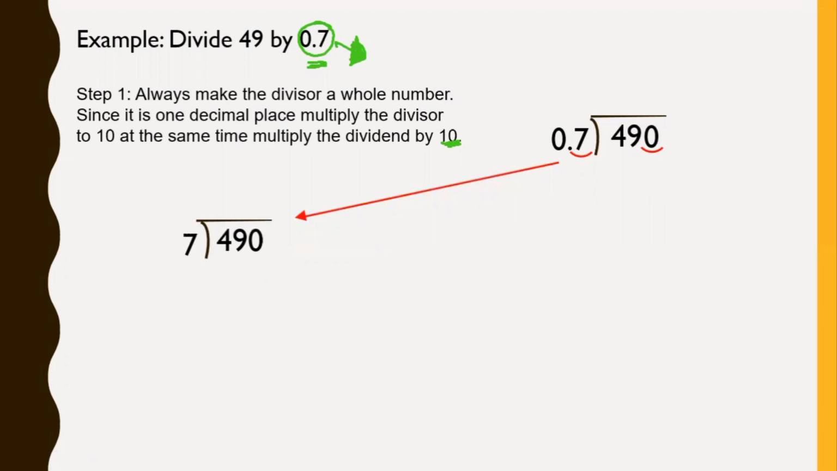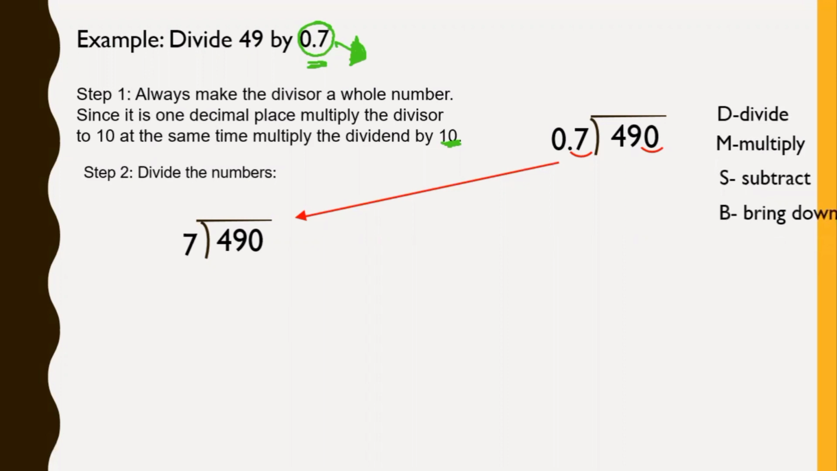So now let us divide. In division, meron tayong sinusunod na steps. Step 2 is divide the numbers. Paano mag-divide? We need to divide, multiply, subtract, bring down. Ito yung 4 na dapat sunod-sunod mong gagawin. So we divide 49 by 7. Dahil 2 digits ang ginamit mo, 49 divided by 7 is 7.